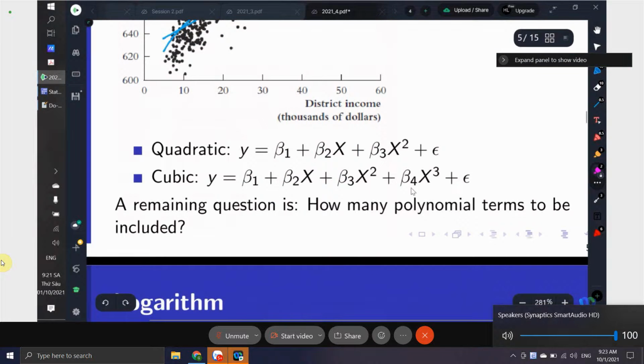Not only can you include a square term, you can also include a cubic function, or you can include the fourth power. But unless there is a very strong reason to include the cube or the power 4, most of the time researchers focus on this relationship, the square term.